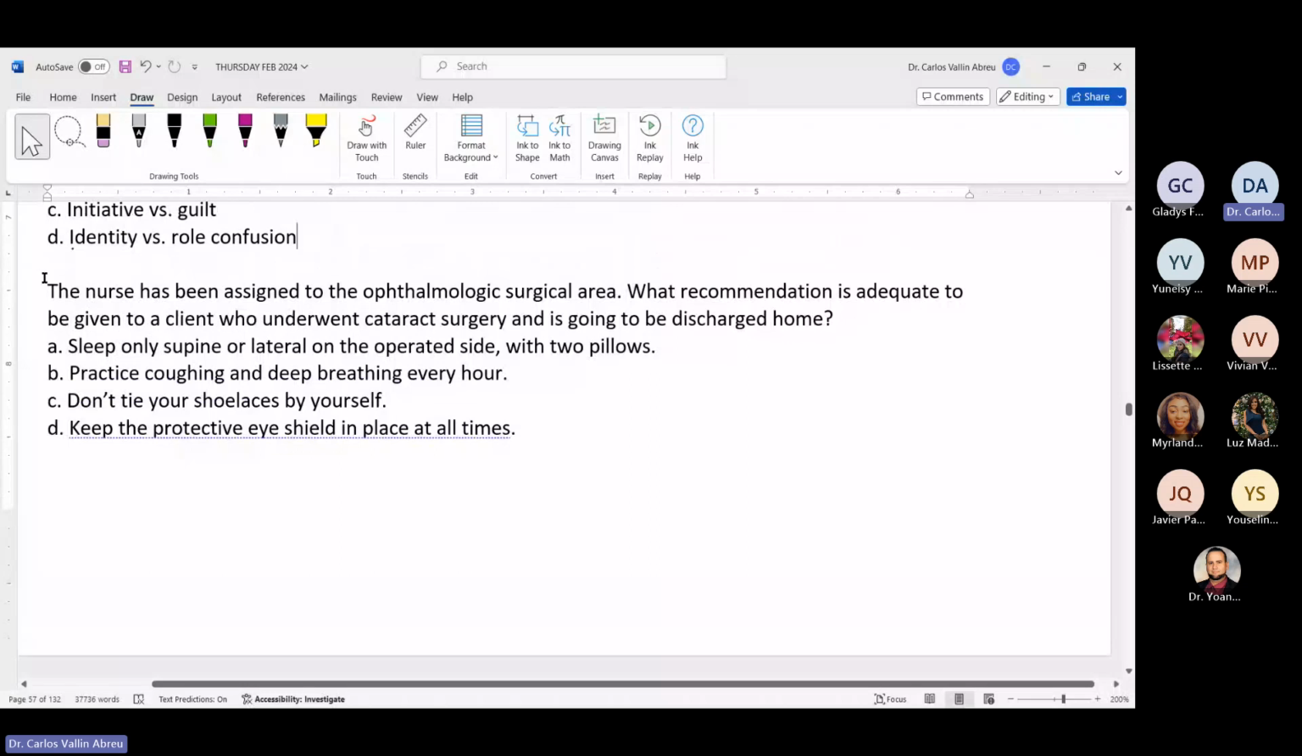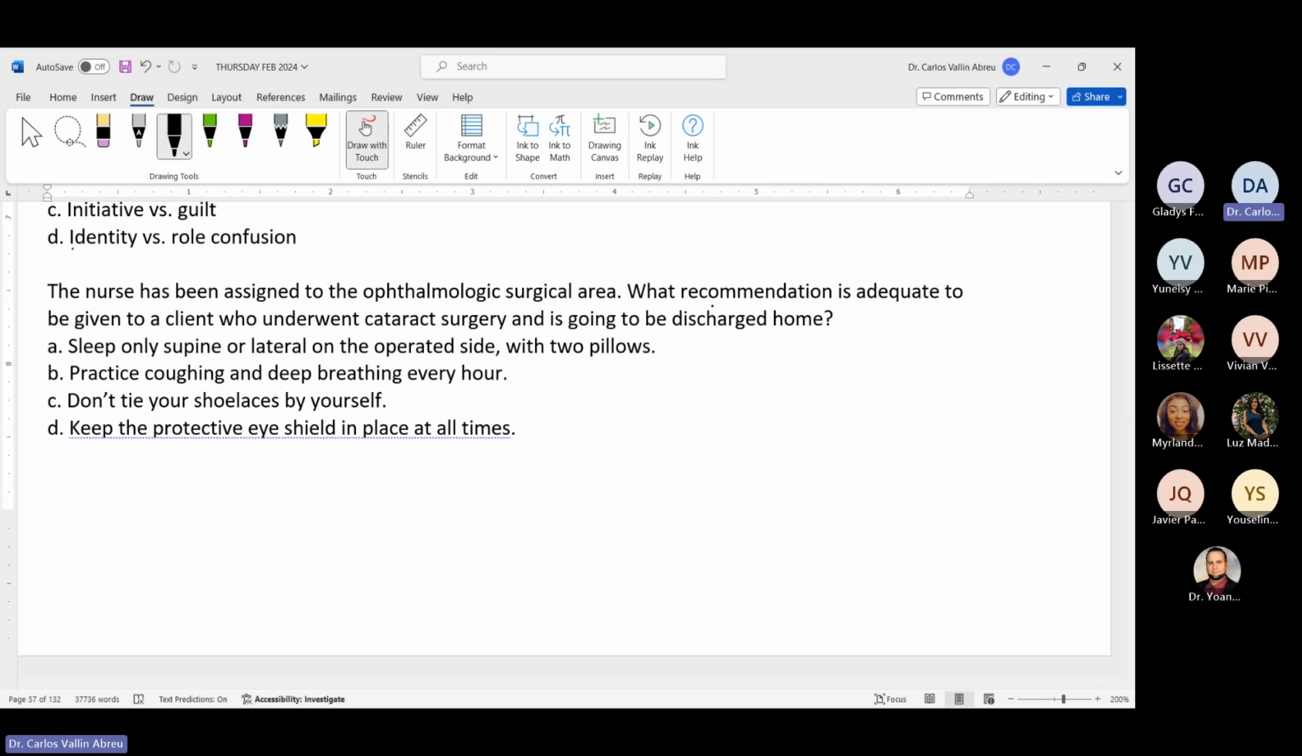The nurse has been assigned to the ophthalmologic surgical area. So you floated to the eye surgery area. What recommendation is adequate to be given to a client who underwent cataract surgery and is going to be discharged home? What is the correct teaching?